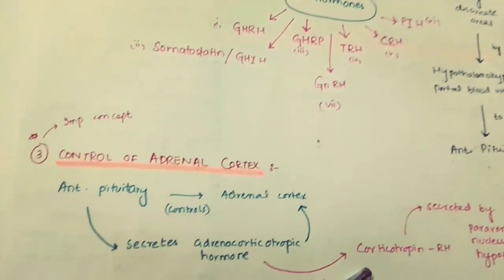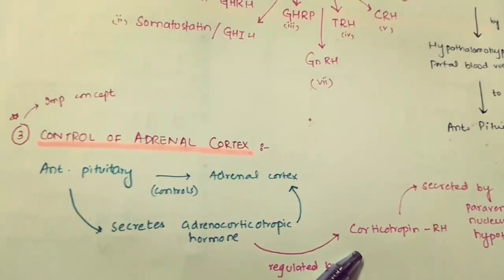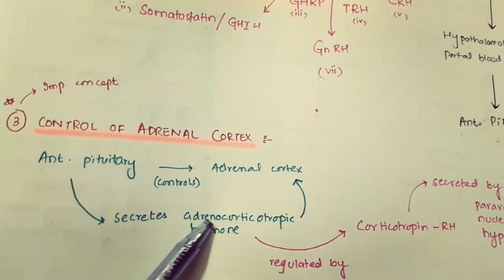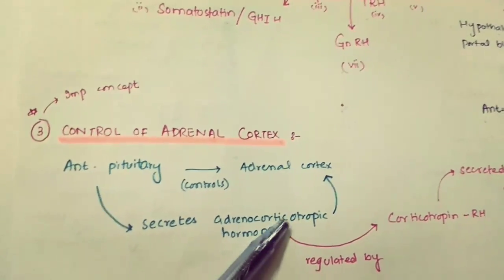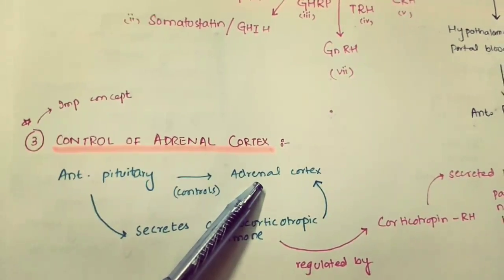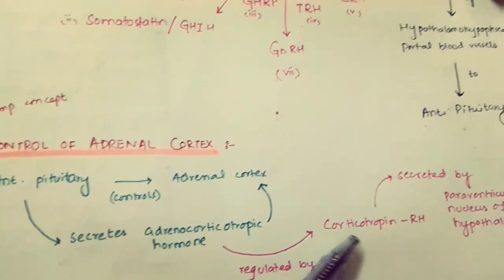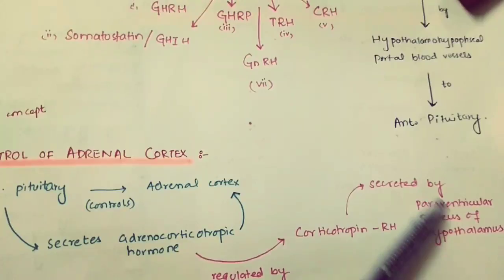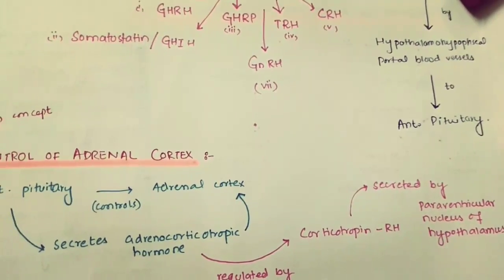Now the third one is the control of the adrenal cortex. The anterior pituitary secretes a hormone called adrenocorticotropic hormone, which controls the adrenal cortex, and this hormone is regulated by the corticotrophin releasing hormone, which is secreted by the paraventricular nucleus of the hypothalamus.